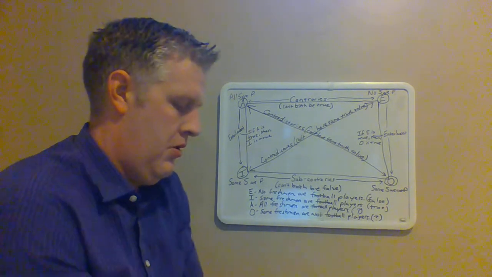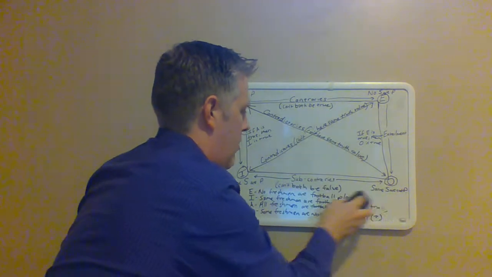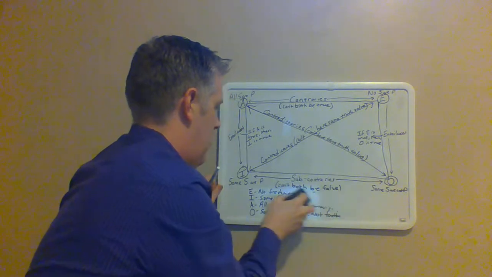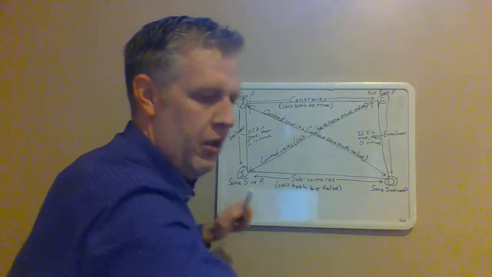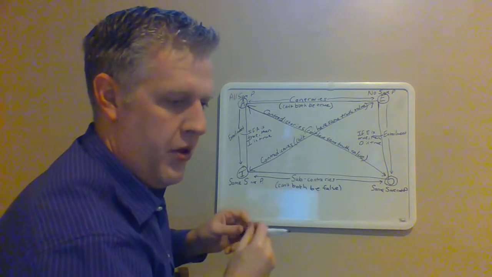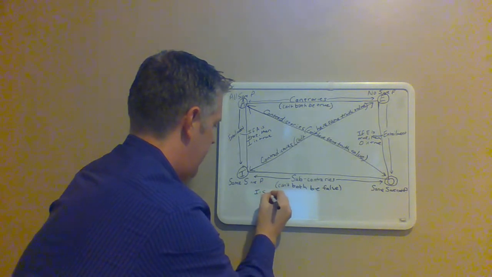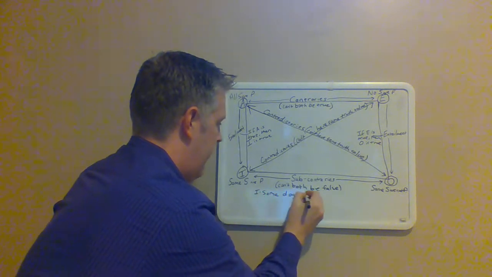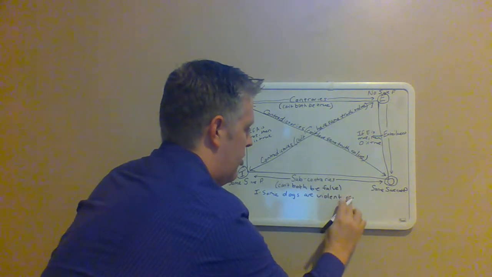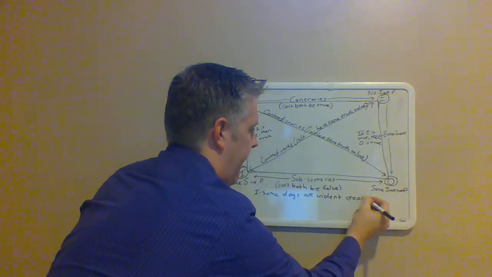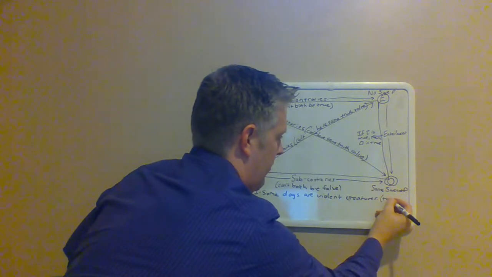Let's do at least one more here. Hopefully you can see this. I'm sorry that it's all scrunched in here. Wish I had a bigger board here. So let's go with an I claim: some dogs are violent creatures. And let's say that we know that that is true.